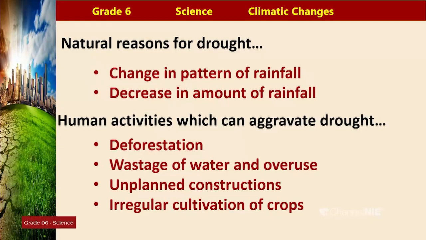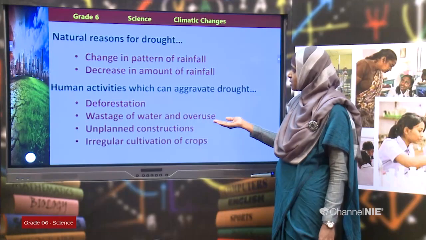And what can be the human activities which aggravate the drought? As I said, natural disasters are due to changes in nature, but human activities can aggravate the condition. So, what are the human activities which aggravate it? Deforestation, cutting down forests, wastage of water and overuse of water. We waste a lot of water, even without a conscious thought. Even for a small purpose, we waste a lot of water.